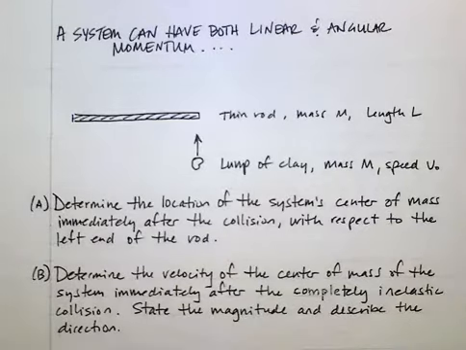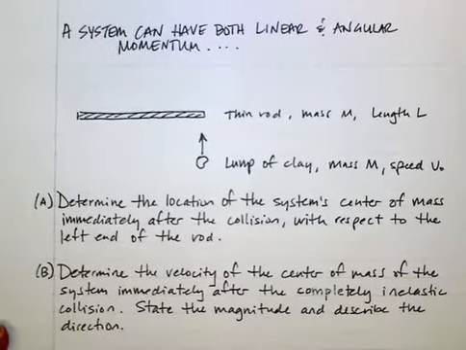This is a thin rod on a frictionless surface, perhaps on ice, and there is a lump of clay shot horizontally toward it, and it sticks inelastically to the end of the rod. And we're going to answer a number of questions about this related to both its linear and its angular motion. Let's start with question A here. We are going to determine the location of the system's center of mass immediately after the collision.